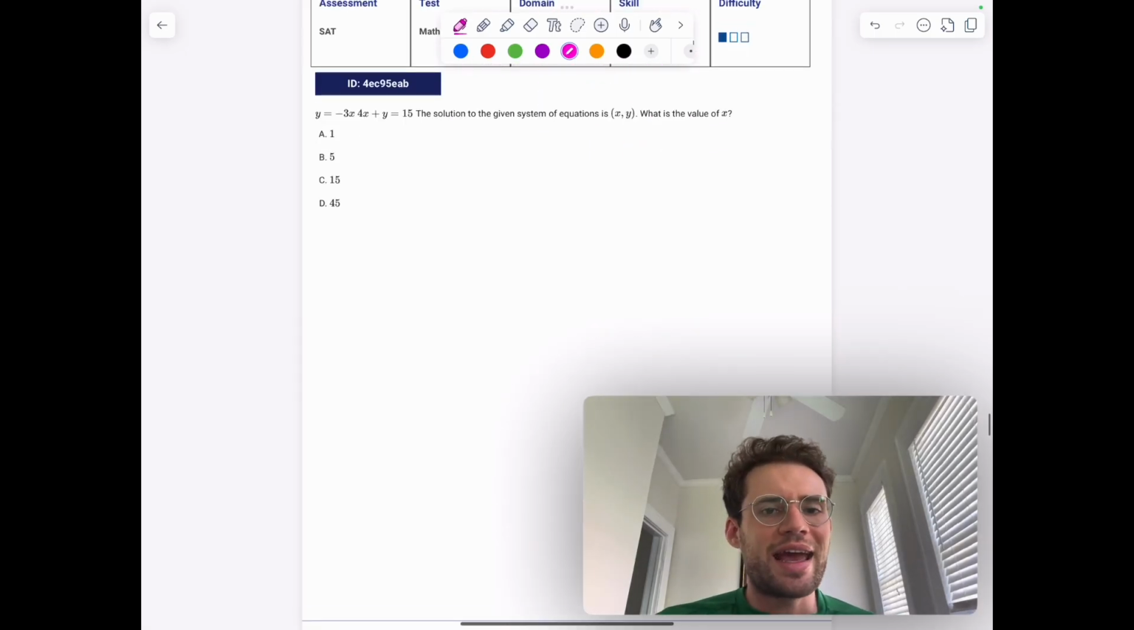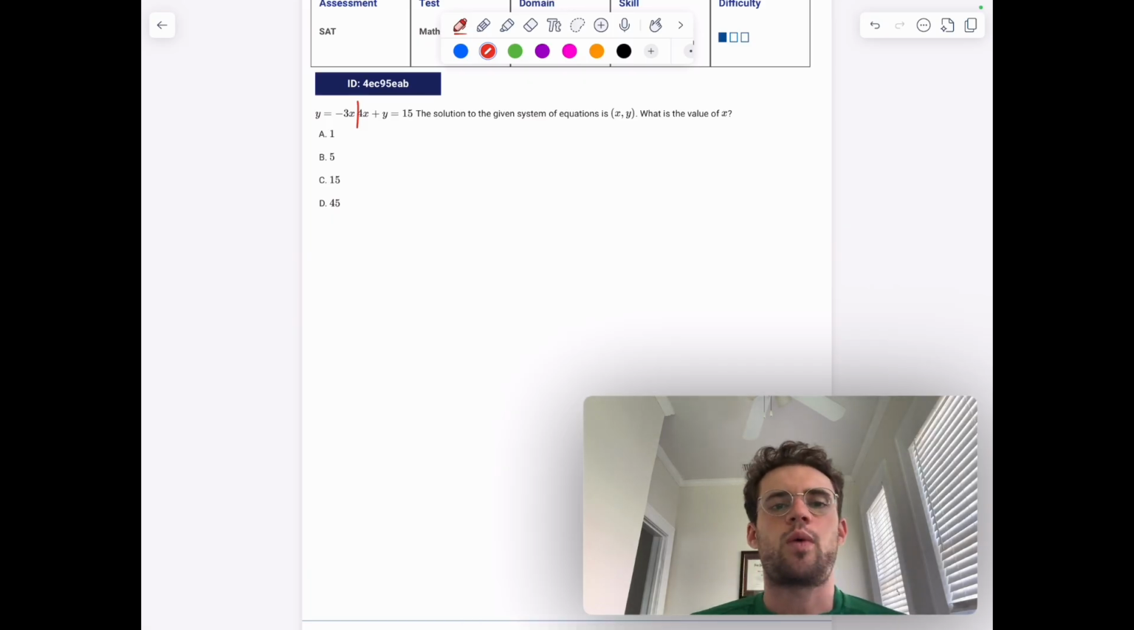y equals negative 3x is our first equation. Again, they have the formatting kind of lousily done, but then 4x plus y equals 15. The solution to the given system of equations is x comma y. What is the value of x? I think this might be the first one they're asking for just x. They're usually asking for x and y or just y. But they gave us that y equals negative 3x. So this one will be one that I'll do substitution. They have the y alone in terms of x.